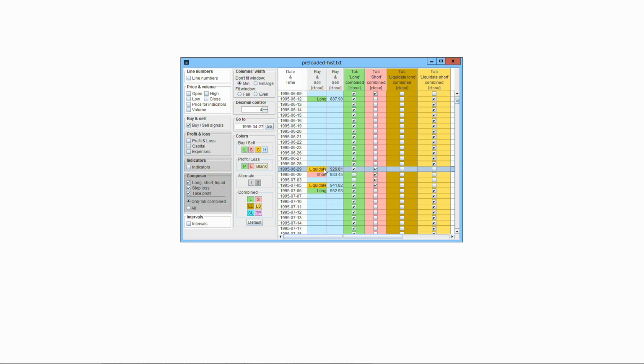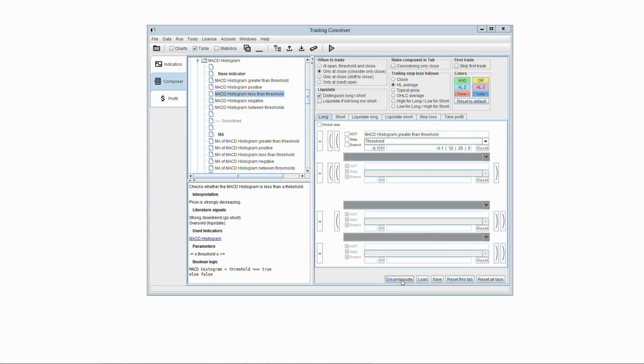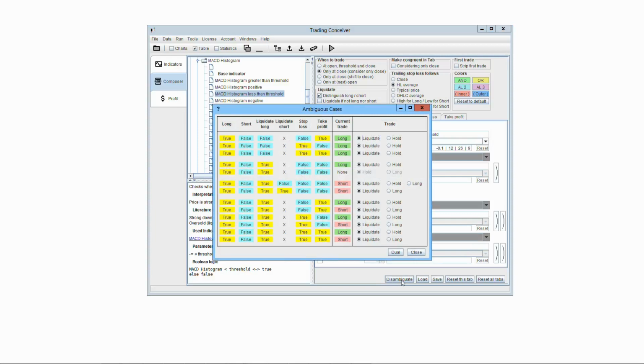So if no positions were open, the signal becomes hold. If a position was open, the signal given is liquidate, and the position is closed. For all ambiguous cases, see the next chapter.